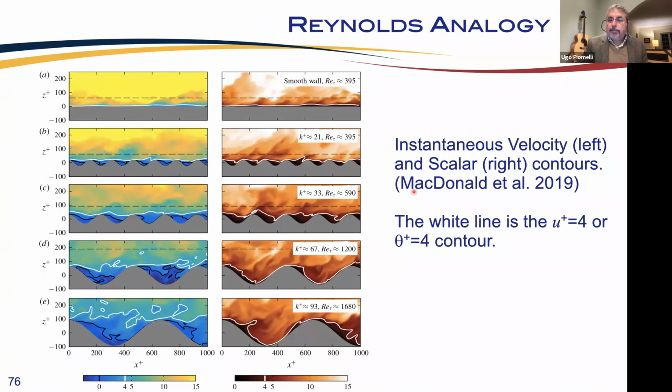This is taken from work done at Melbourne. Those are contours of instantaneous velocity and scalar for increasing values of the roughness. And the white line is a line of u plus equals 4 or theta plus equals 4. And you see here that there is a recirculation region, there is separation behind the roughness element. And so the diffusive sublayer disappears for the velocity, whereas for the scalar, it remains there.